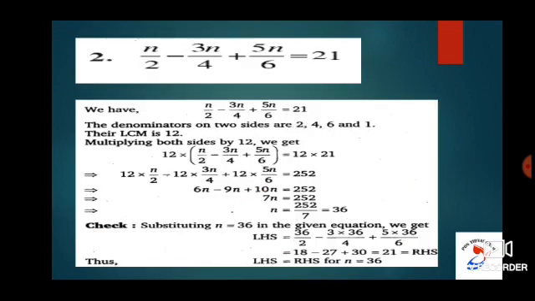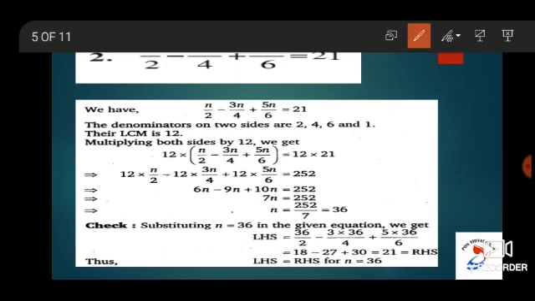Next, it is question number 2 of the same exercise, that is, n by 2 minus 3n by 4 plus 5n by 6 is equal to 21. Now, let's see how to solve this problem. The first step, again we have to find the LCM. The LCM for 2, 4, 6 and 1 is nothing but 12. So, we are going to multiply with 12 on both the sides.